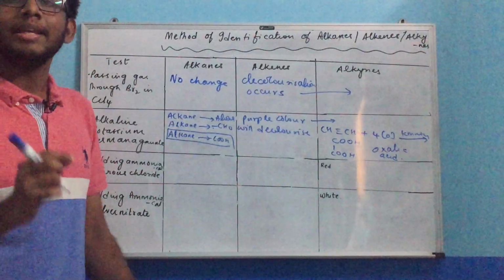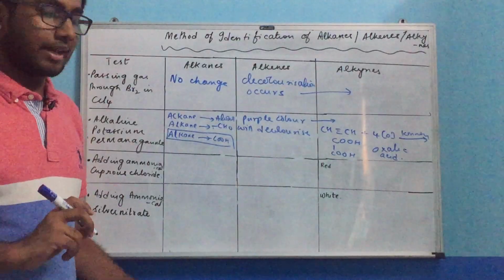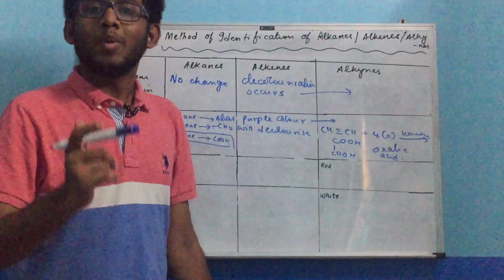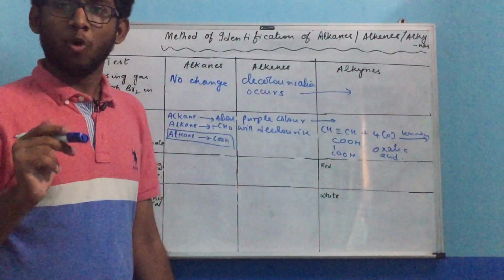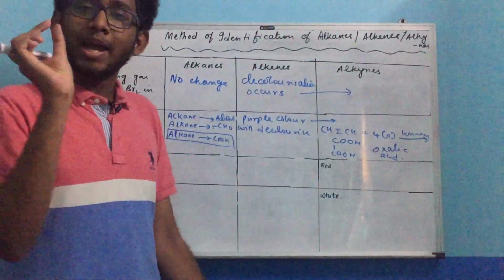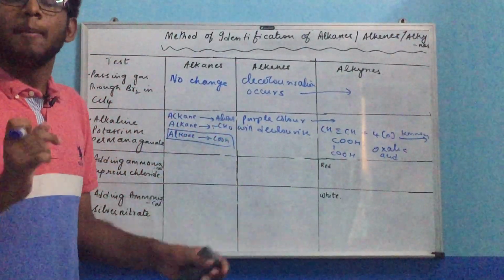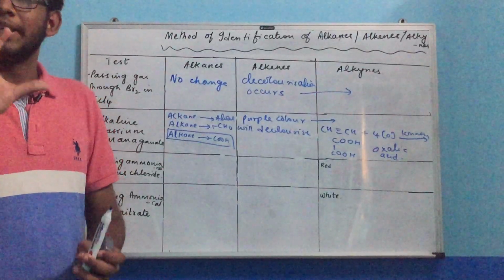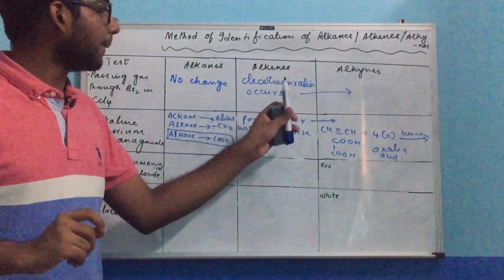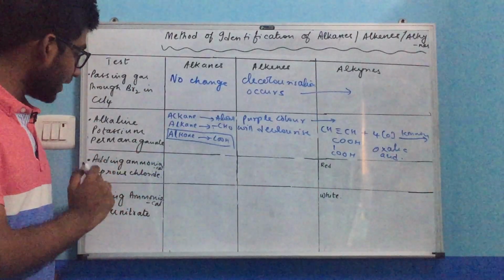So here, with the alkene, you will get ethylene glycol or ethane-1,2-diol, and the purple color will decolorize. With the alkyne, the purple color will decolorize, but you will get oxalic acid, COOH-COOH. While in the case of an alkane with KMnO4, there is no decolorization. So distinguishing an alkane will be a little difficult compared to an alkene and alkyne. Next, let's do the addition of ammoniacal cuprous chloride.